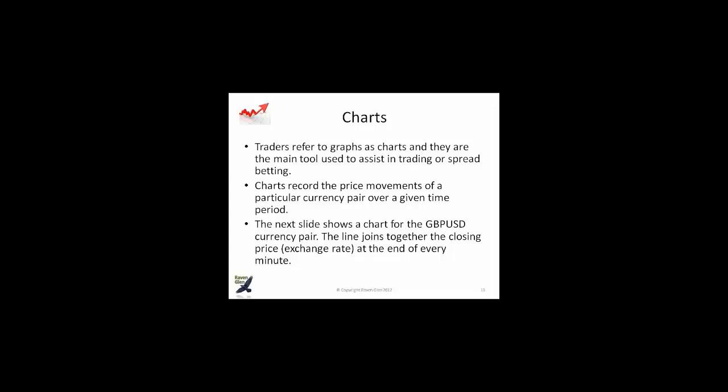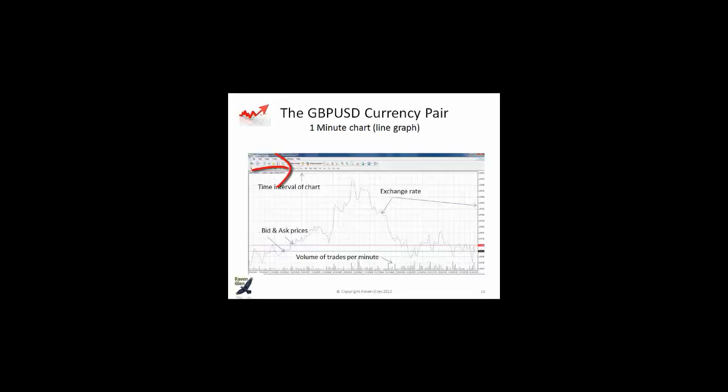The line joins together the closing price, that is the exchange rate, at the end of every minute. Notice that the time interval of the chart is 1 minute, pointed to with an arrow. You can also see the exchange rate shown on the right hand side, and the second arrow from exchange rate indicates on the chart where that price is. You can also see two horizontal lines. They represent the bid and the ask prices. And along the very bottom of the chart you can see that the volume bars are displayed. They're showing the number of trades per minute being traded on this particular currency pair.